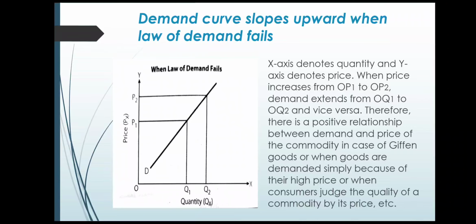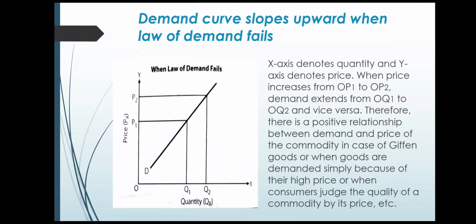We can see that when price was P1, then the quantity demanded was Q1, and when price increased to P2, the quantity demanded increased to Q2. So over here there is this description which says that x-axis denotes quantity and y-axis denotes price. When price increases from OP1 to OP2, demand extends from OQ1 to OQ2 and vice versa.